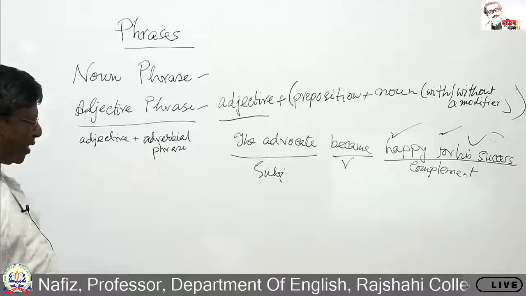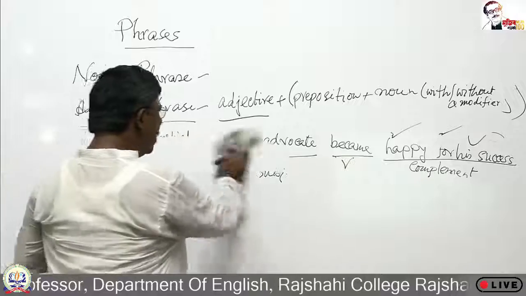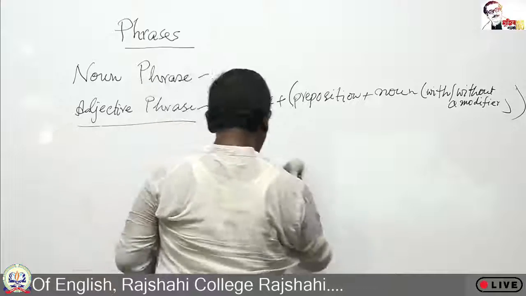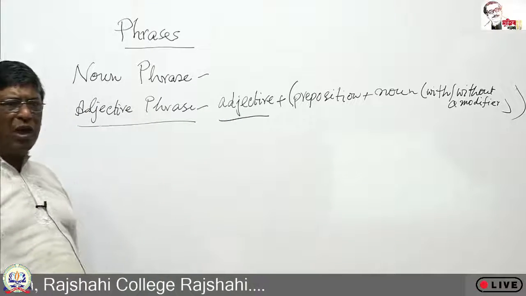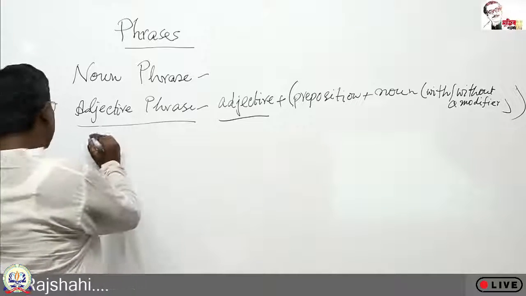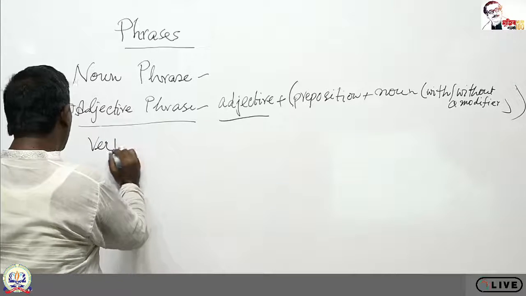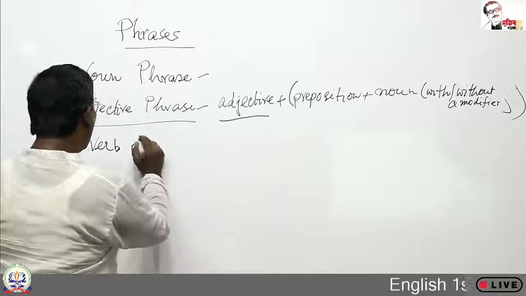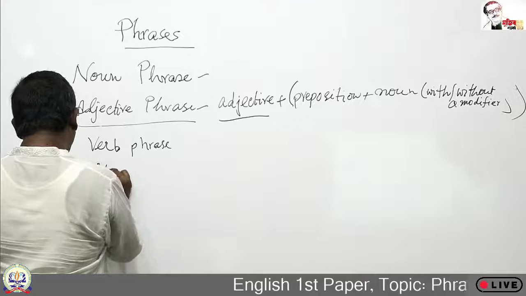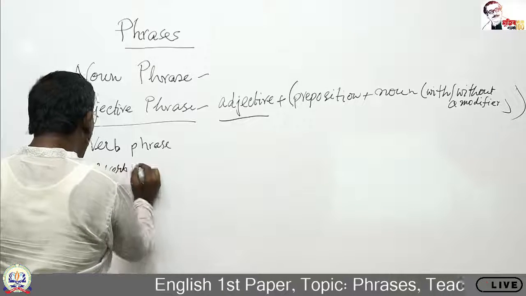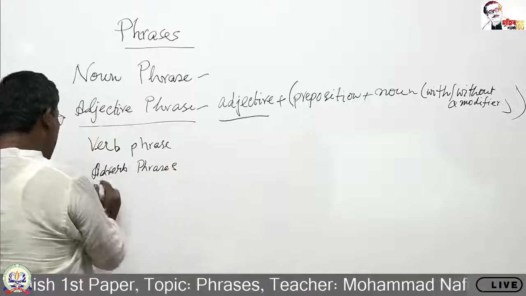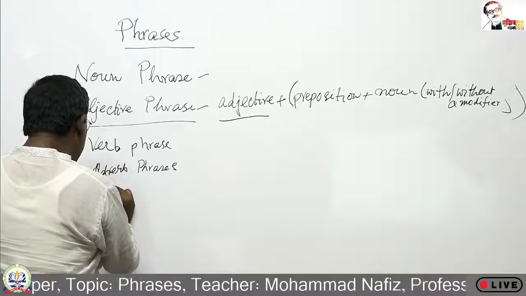So, we have so far discussed adjective phrase, verb phrase and prepositional phrase. At the beginning of this class I told that we have four types of phrases in the English language. That is, noun phrase, adjective phrase, verb phrase and adverb phrase, which are also sometimes, when modifying a noun, known as prepositional phrase.